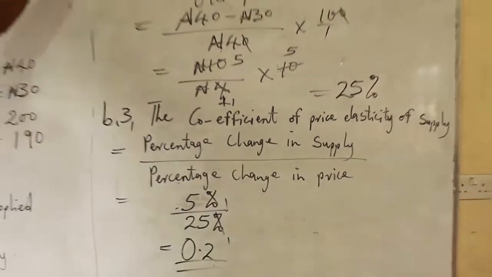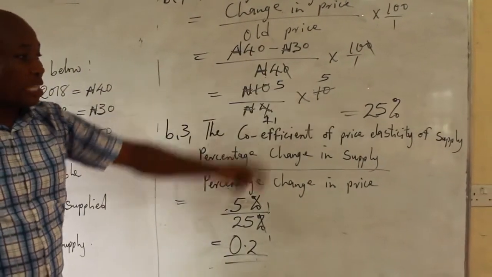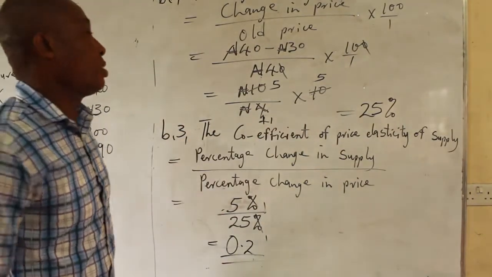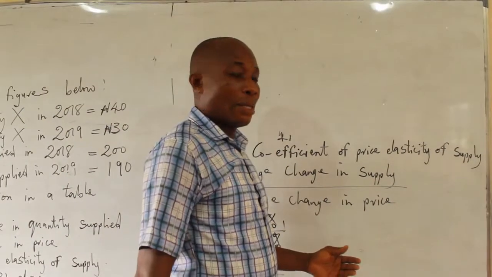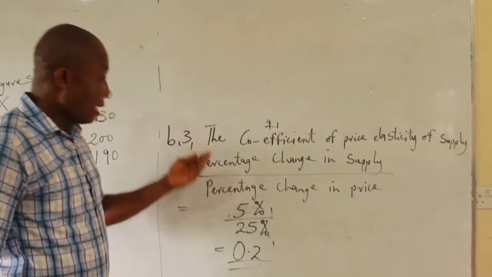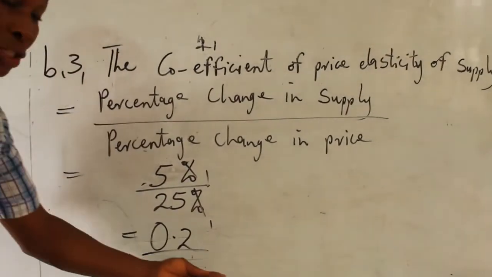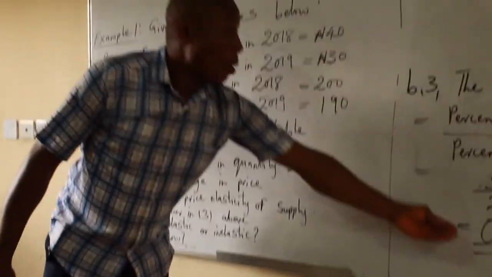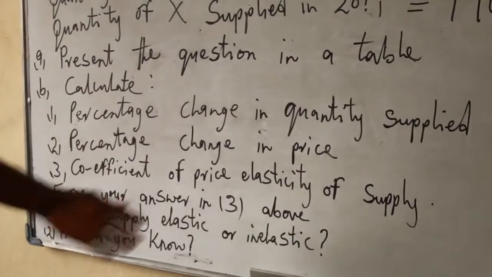Now we have determined our B1, and the answer is 5%. Now we have determined our B2, and the answer is 25%. And B3, where we are asked to find the coefficient of price elasticity of supply, and the answer is 0.2. Okay, now that we have determined the coefficient of price elasticity of supply, which is 0.2, we are now going to C, where we are asked to use our B3 to answer if the supply is elastic or inelastic.